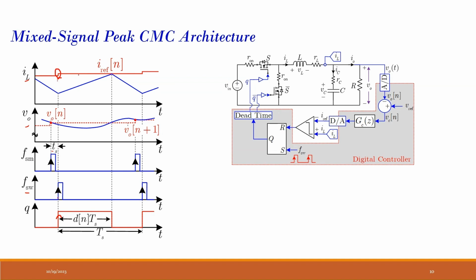Okay, so my reference value gets updated over here, and that reference value is used in this cycle to determine the duty ratio. So similarly, for the next cycle, I will take the sample again TS time prior. I'll take the sample of the output voltage here, and I will give this time TS for both my ADC conversion time as well as my controller computation time to generate an updated reference value at this instant. Okay, and that will be used in the next cycle for generating the next duty ratio. So this is how mixed signal peak current mode control is implemented.